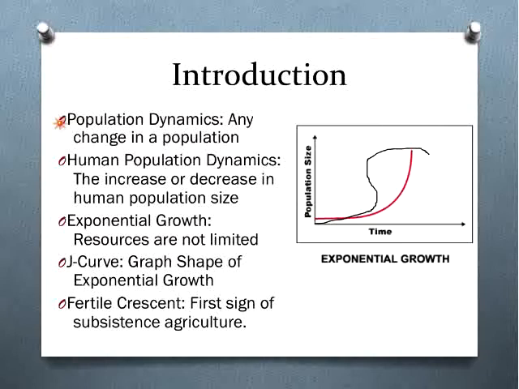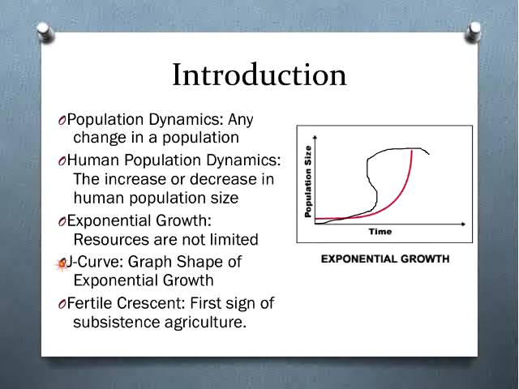Population dynamics is any change in our population. Now, if we are more specific and talk about human population dynamics, we're talking about the increase or decrease in a human population size. Now, there's two things. There's exponential growth, which is when resources are not limited. There's an unlimited amount of resources, and this is how population is growing currently.